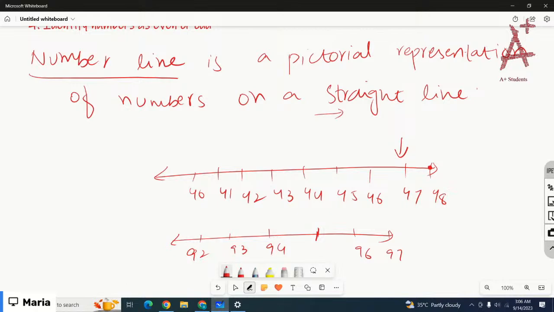So how do you find the missing number? The number that is missing is between 94 and 96, right? So you have to find a number that is between 94 and 96. Which number is it? 95 it is, right? That means between 94 and 96, you have 95. So 95 is missing here.